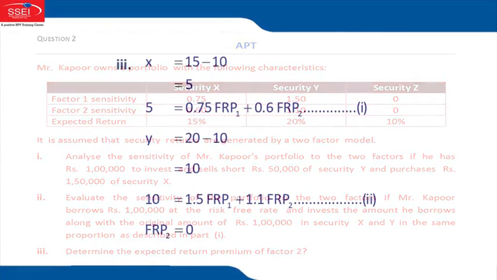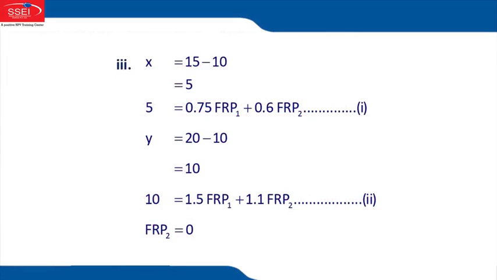So for security X, we have excess return 15 minus 10, that is 5, is equal to 0.75 FRP1 plus 0.6 FRP2. That's equation number 1. And for security Y, excess return is 20 minus 10, that is 10. So 10 is equal to 1.5 FRP1 plus 1.1 FRP2. Now you solve both the equations simultaneously and you solve for FRP2.